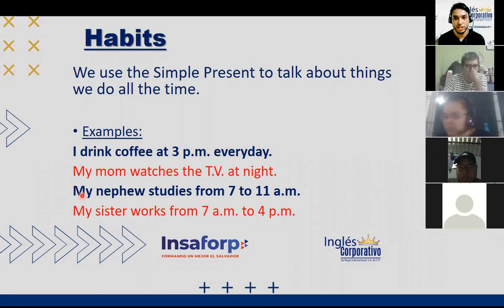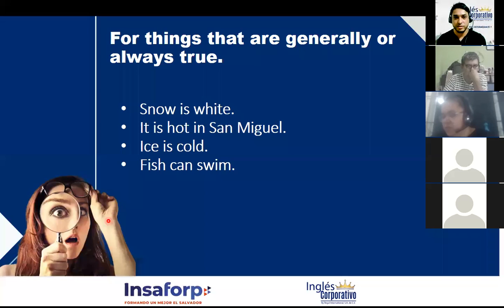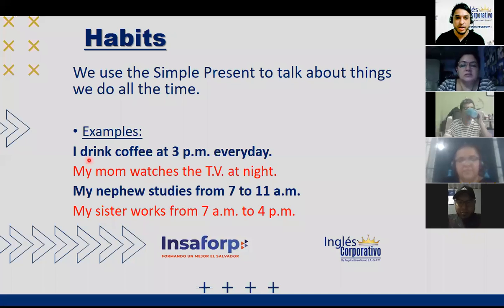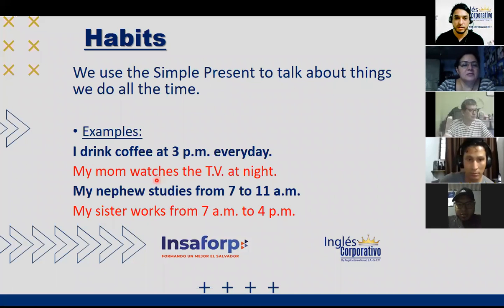In the next one, my nephew is a third person too, because we can say he studies from 7 to 11 a.m. And in the last one, my sister works, with S at the end. We use the S in the verb work because it's third person too. Do you have any questions so far? Is it clear? Yes. We add the S to the verb when we talk about a third person. It can be he, she, or it.